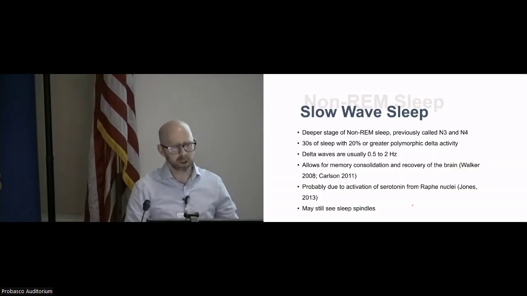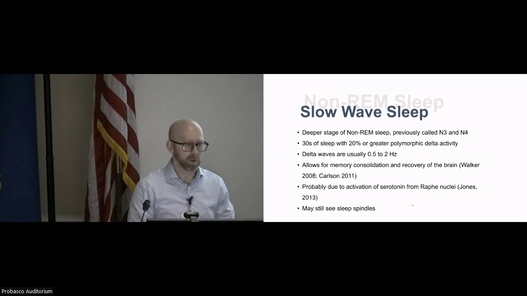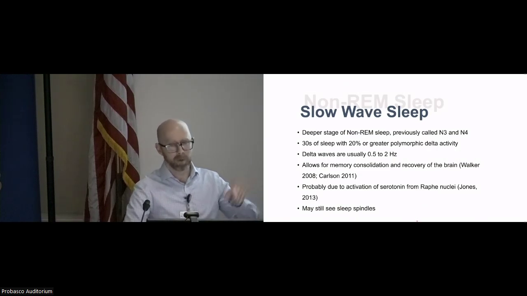And then there used to be this concept of N3 and N4 sleep, but now it's just slow wave sleep. And if you have at least 30 seconds of sleep with 20% or greater polymorphic delta activity, you're in slow wave sleep. Polymorphic means it's not rhythmic. It actually varies in the way it looks from each waveform to the next.